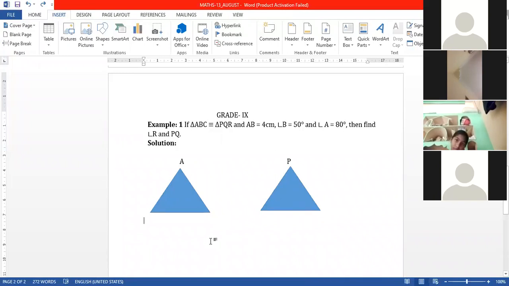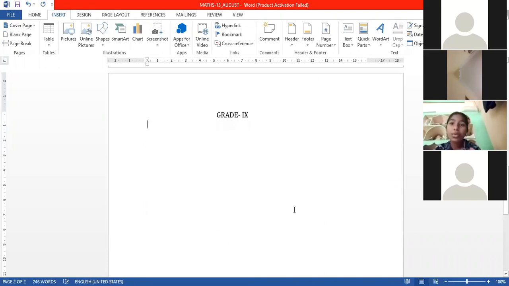Question number 3. AD and BC are equal perpendiculars to the line segment AB. See figure 7.18, so that CD bisects AB. Note down given.